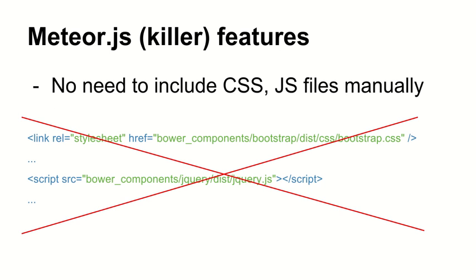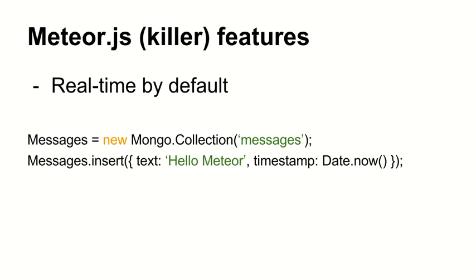You don't need to include CSS and JavaScript files manually. If you create a CSS or JavaScript file in your project, Meteor will automatically include it in HTML for you. It's real-time by default. You can build a simple real-time application in a few minutes. If you make a change in your database, the change is automatically published to all connected clients. For example, chat. If you insert a new message into the database, the message is automatically shown for all connected clients in the chat.